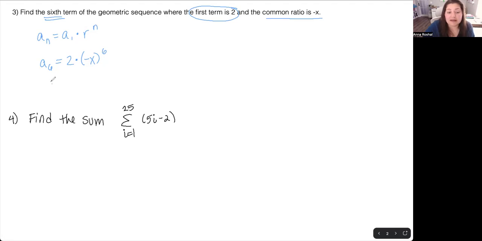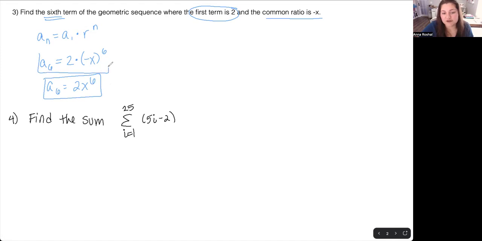So now I can say that my sixth term is 2x to the 6th. And I can say that only because I know that if I have 6 negative numbers, it's going to become a positive. So I would say this is probably the most simplified version.